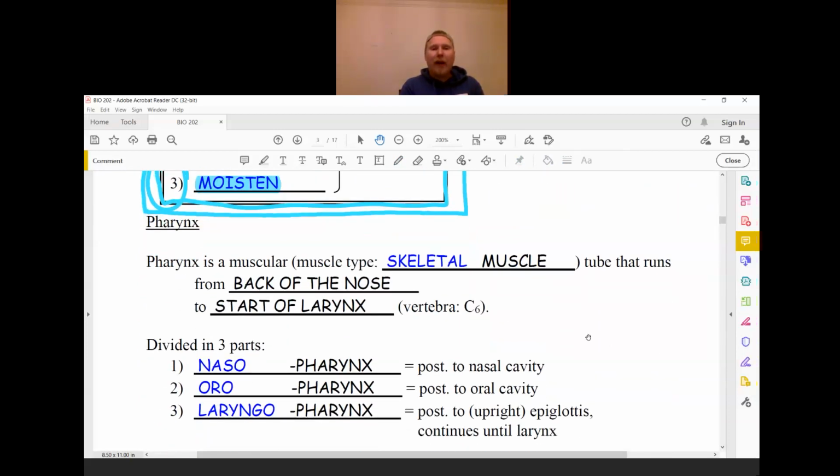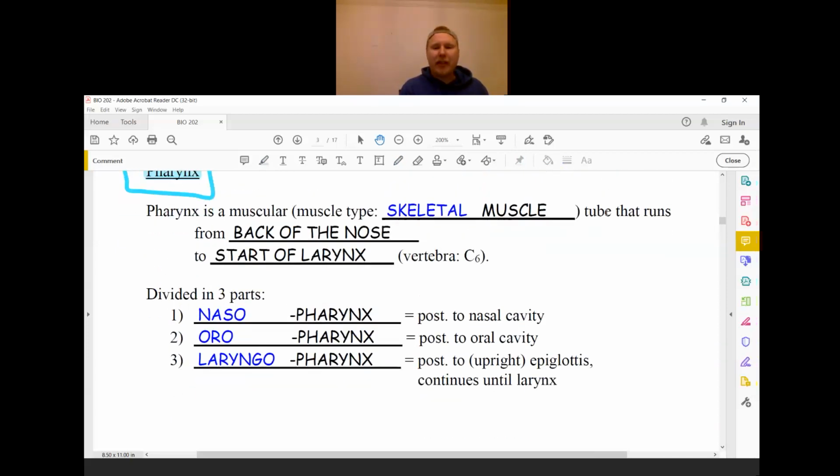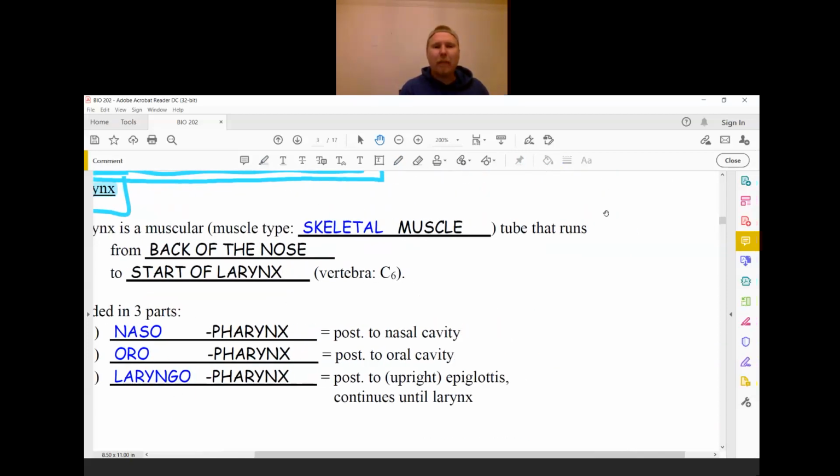And we're going to move our attention to look at the pharynx. The pharynx can be described as a muscular, skeletal muscle tube structure. It runs all the way from the back of the nose to the start of the larynx. That's about at the level of cervical vertebra number 6. What's noteworthy with the pharynx is that it can be divided into 3 parts.